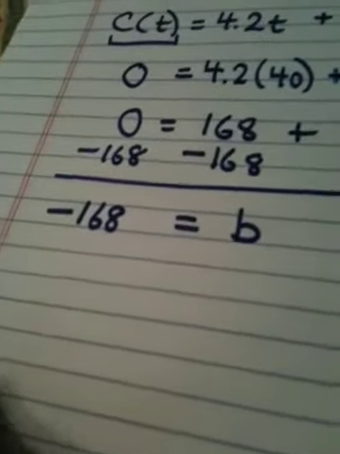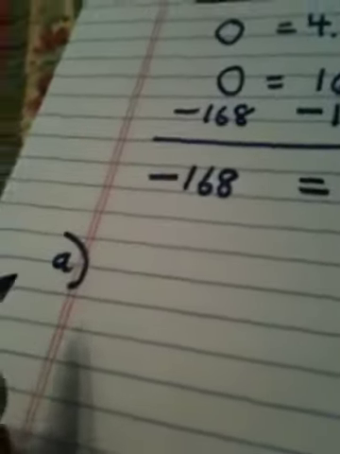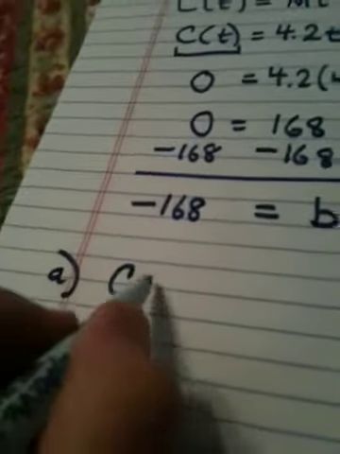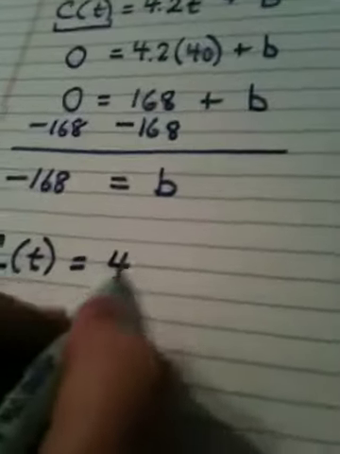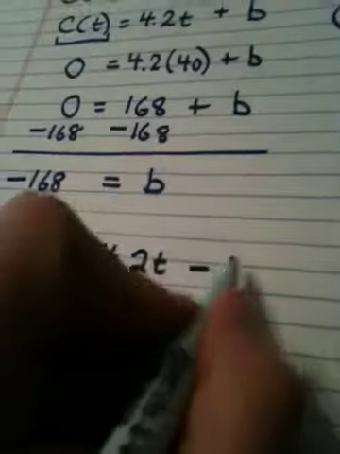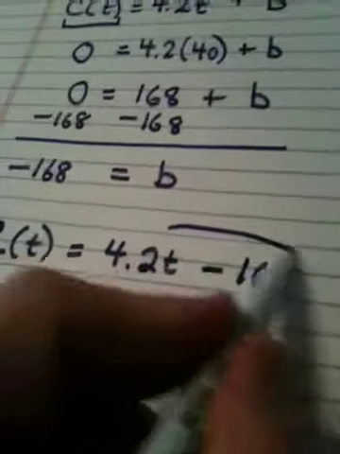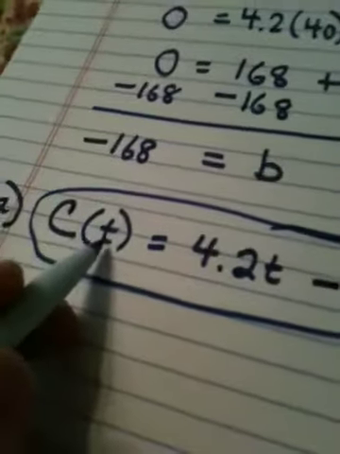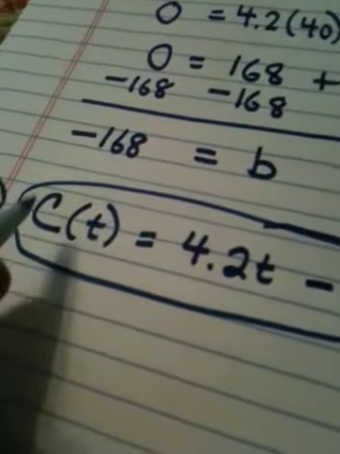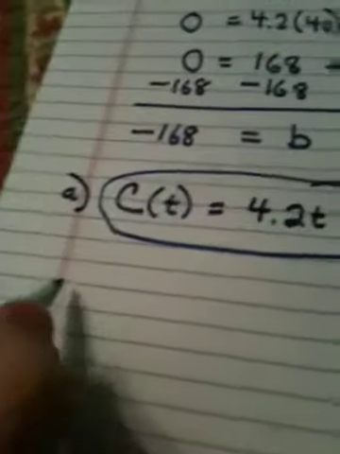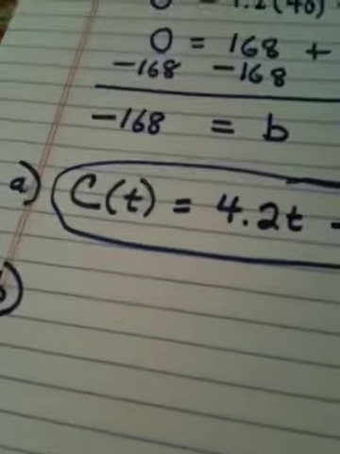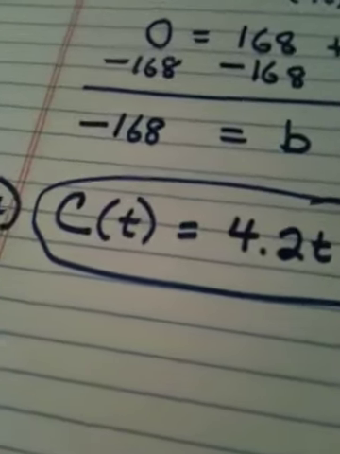Therefore, my answer to part A, which says to express the number of chirps C as a function of the temperature T, would be 4.2T minus 168. So this is my function that measures, based on the temperature, temperature is input, the output is the number of chirps per minute. Okay, part B, all we have to do now is use the function we just created.